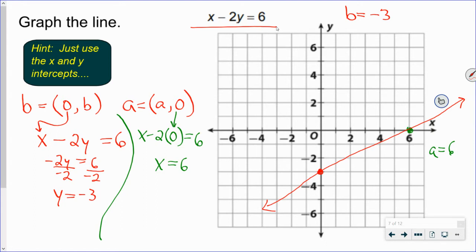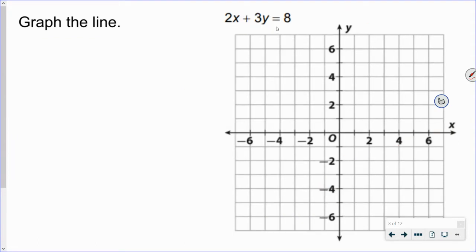Let's look at another example. Let's graph this line. I want to find the x-intercept and the y-intercept. I'm going to start with y. I don't know why, I just am going to. So to find the y-intercept, what do I plug in for x? 0. Sure. So 2 times 0 here, I can write that down.